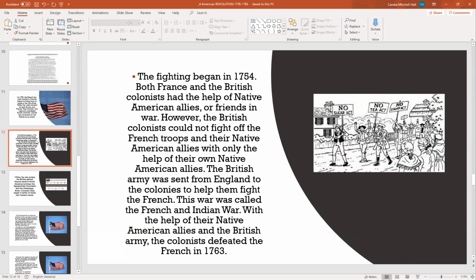The fighting began in 1754. Both France and the British colonists had the help of Native American allies or friends in war. However, the British colonists could not fight off the French troops and their Native American allies with only the help of their own Native American allies. The British army was sent from England to the colonies to help them fight the French. This war was called the French and Indian War. With the help of their Native American allies and the British army, the colonists defeated the French in 1763.